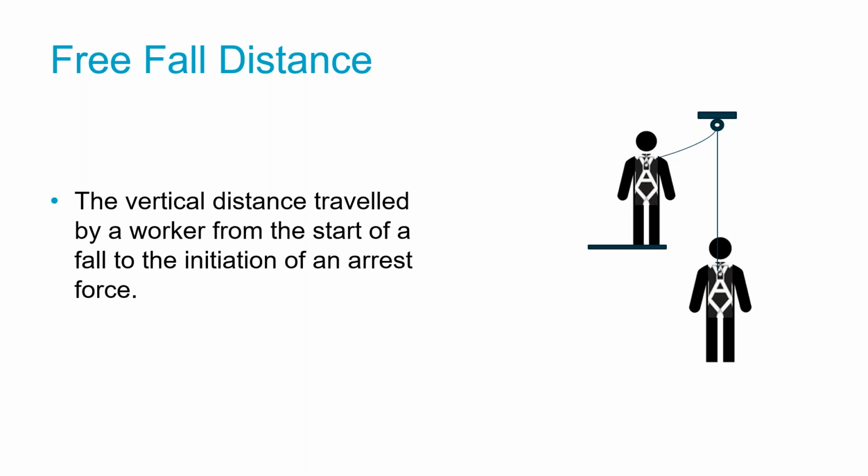The Canadian Standards Association defines free fall distance as the vertical distance traveled by a worker from the start of a fall to the initiation of an arrest force. Essentially, this is the distance from the point where you fall until the energy absorber begins to slow your fall. Understanding free fall distance and being able to calculate the free fall distance is critical to keeping workers safe.